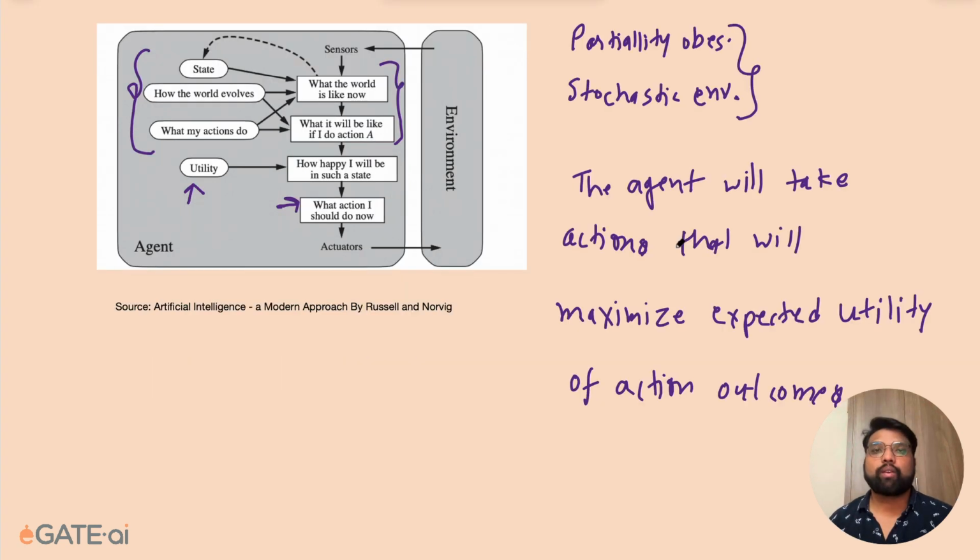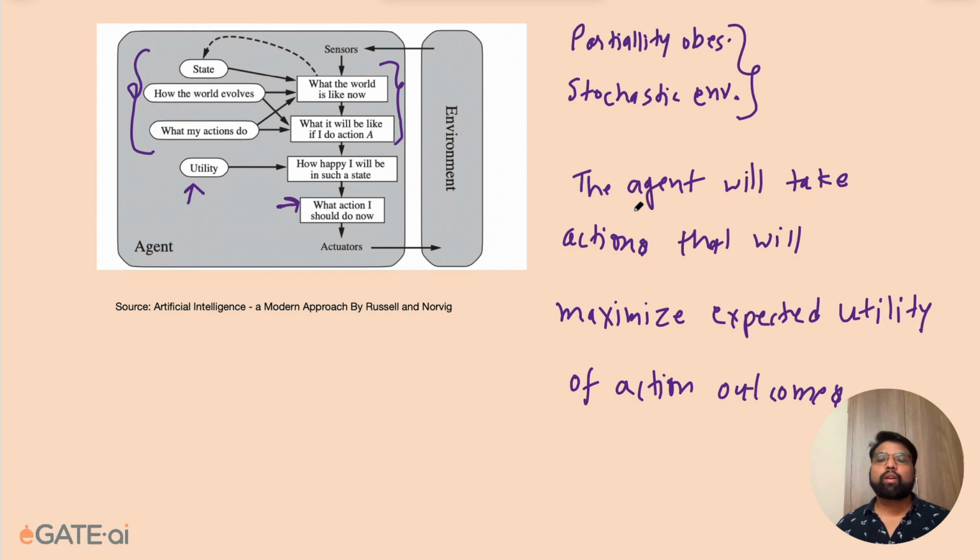This is very important, which is why I have written it down, because these are the kinds of agents that we want to build. We know that the environment will be partially observable, stochastic and very dynamic. So the agent will have to ensure that it takes the actions which maximize the expected utility.